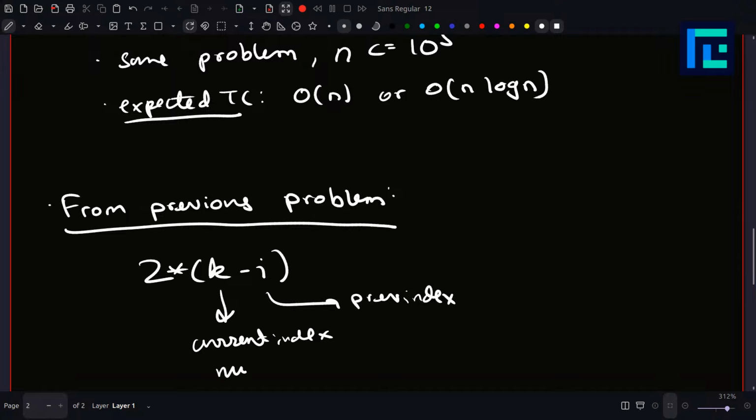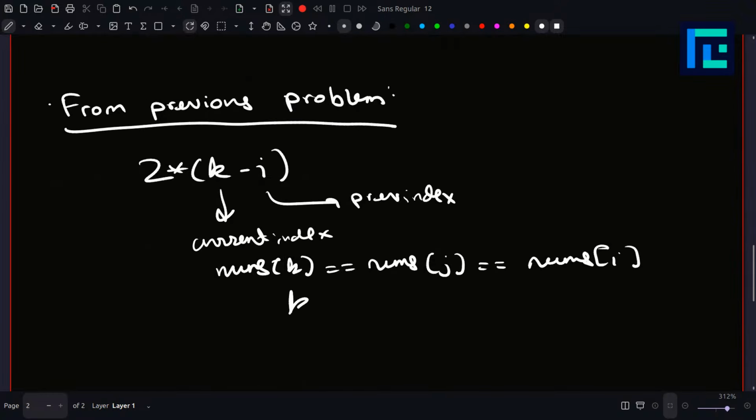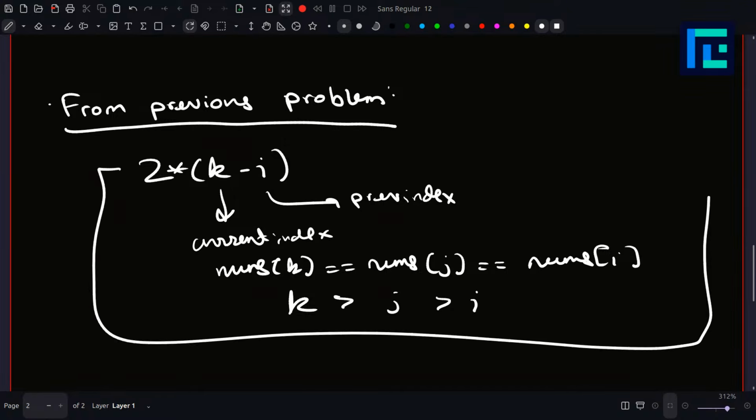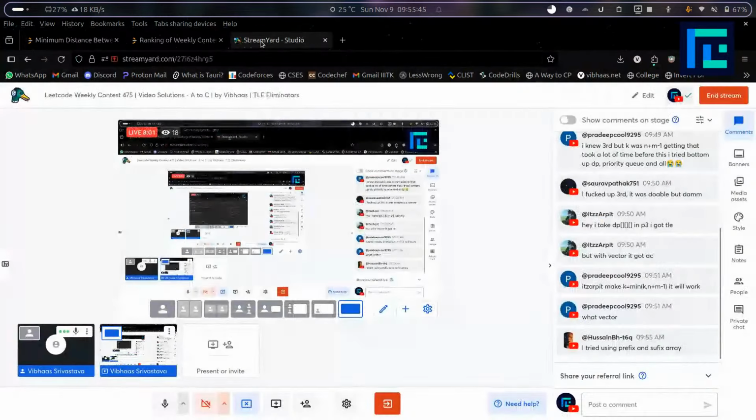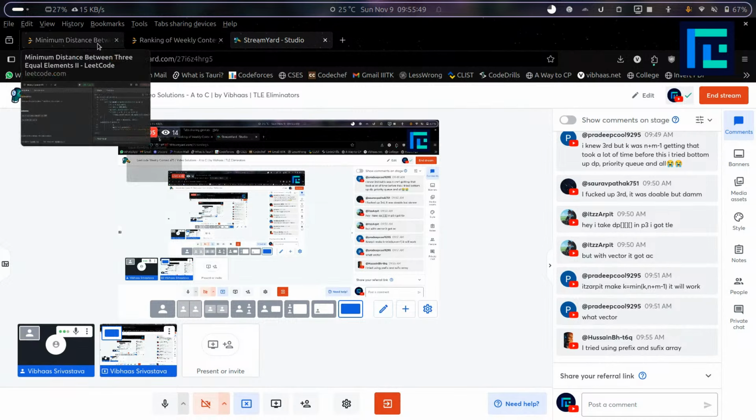So nums k, and there should be some index nums j in between, and then there should be nums i. So this is what we already know from the previous problem about the structure of this problem. So all we need to do is optimize it to be in n log n. So how do we do that optimization?